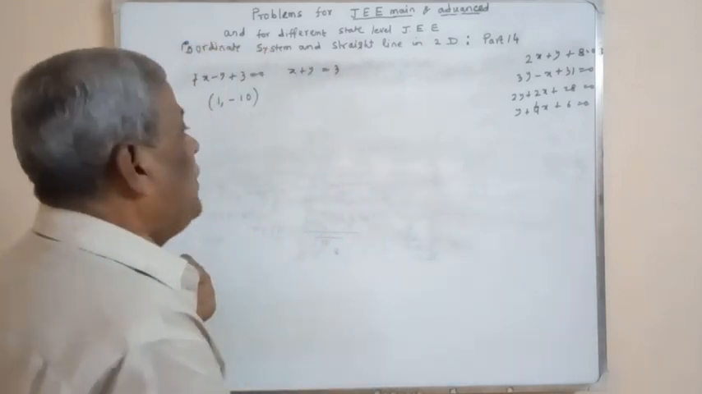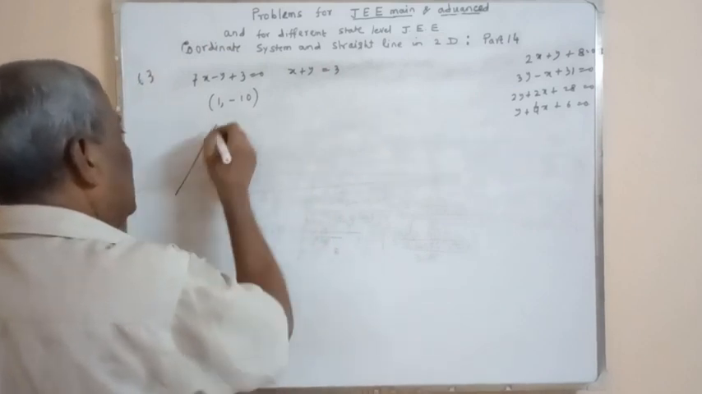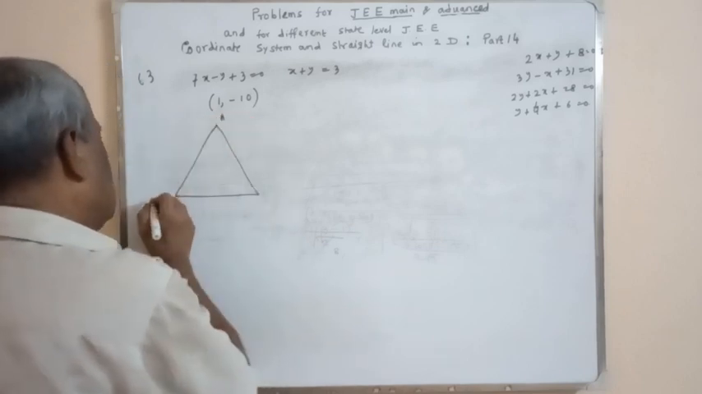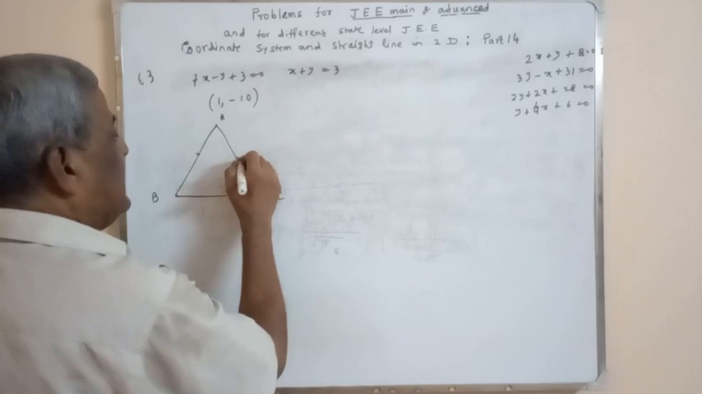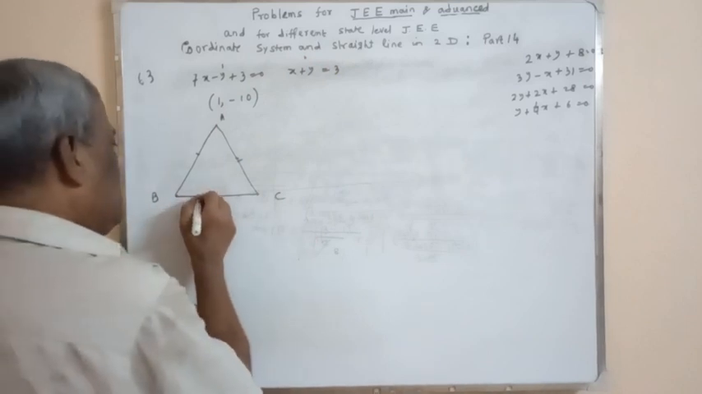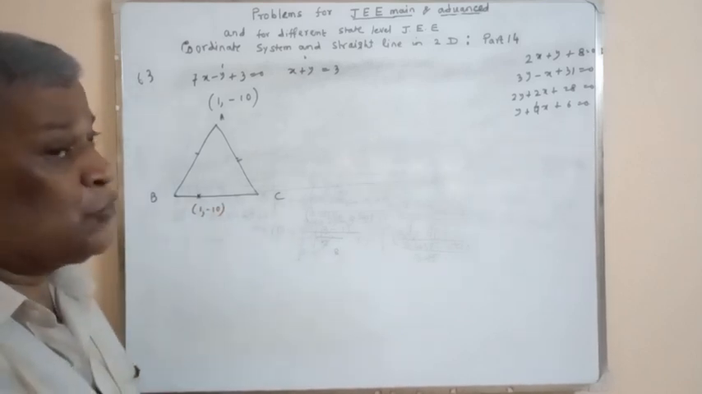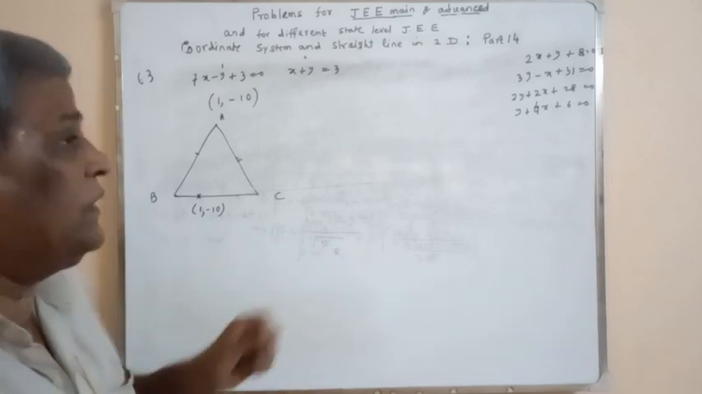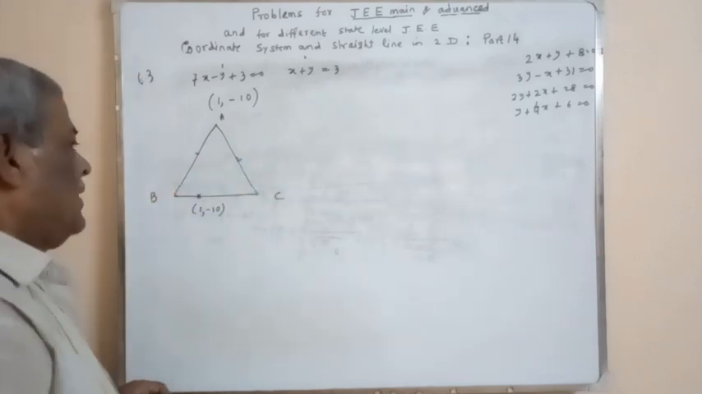Okay, let us see what the problem is. An isosceles triangle is given. So ABC is the isosceles triangle. Its two equal sides are this and that. And its base passes through the point (1, -10). Then one possible equation of the base, what is that? Options are there.